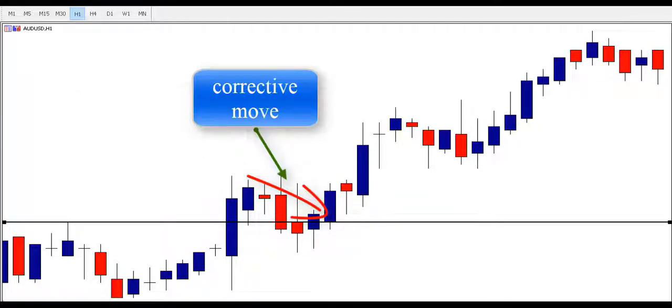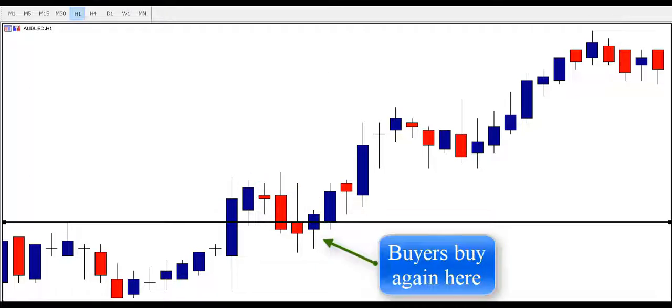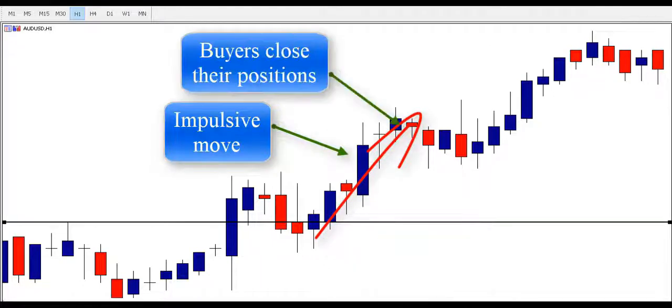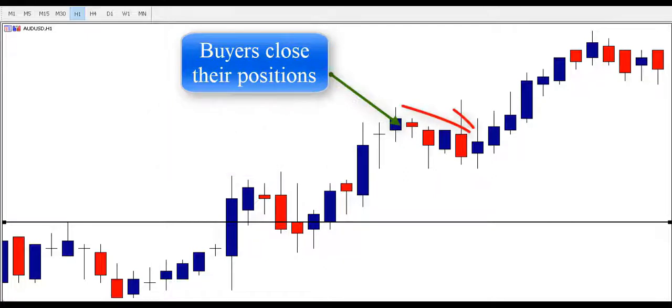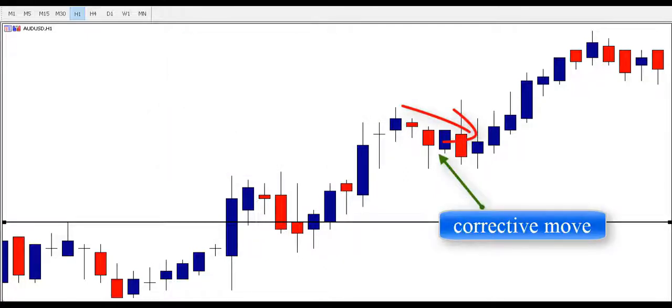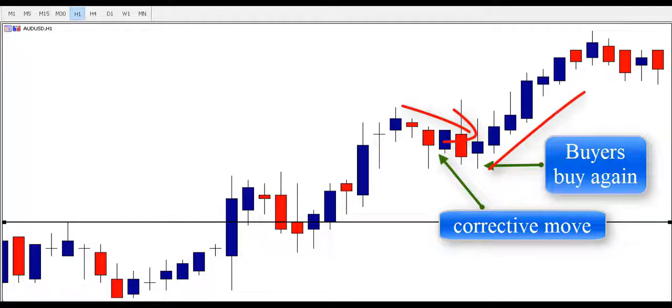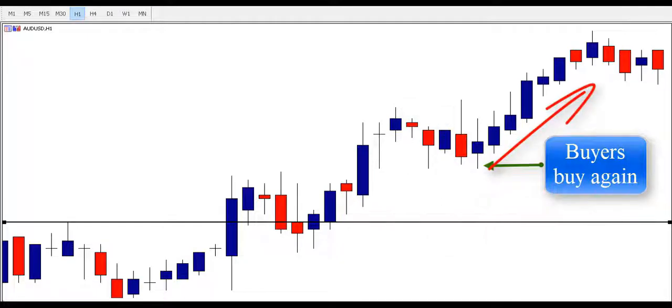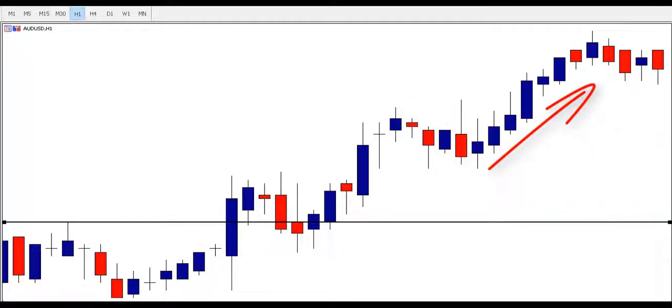The same scenario happens here. Buyers placed numerous buy orders here. As a result, the market goes up. But here they closed their position, took their profit, and as a result, the market goes down, forming a corrective move. This scenario will happen over and over again till the end of this uptrend. So this is how an uptrend market moves.